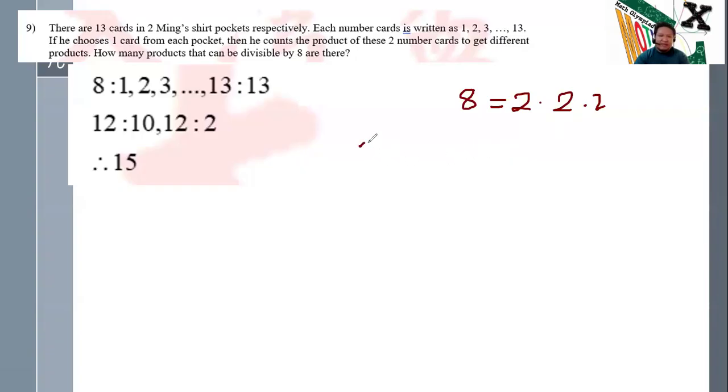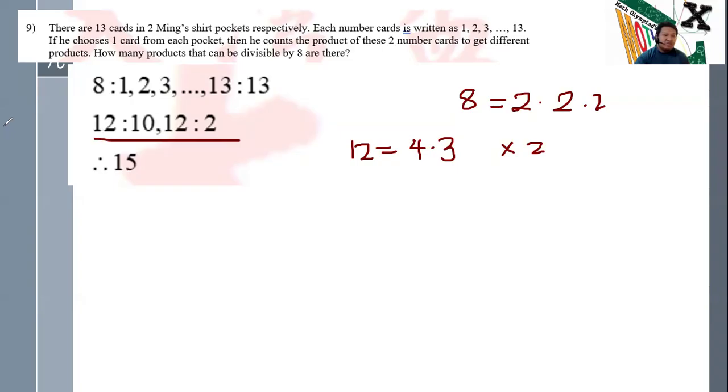Let's try to check. We'll try to go with the highest number, so 12. 12 has a factor of 4 times 3, so we just need to pair them up. The 12 should be paired to all even numbers, so that we can create the needed factor of 2. So that means all even numbers. So the 12 will be paired from 12 to 2.